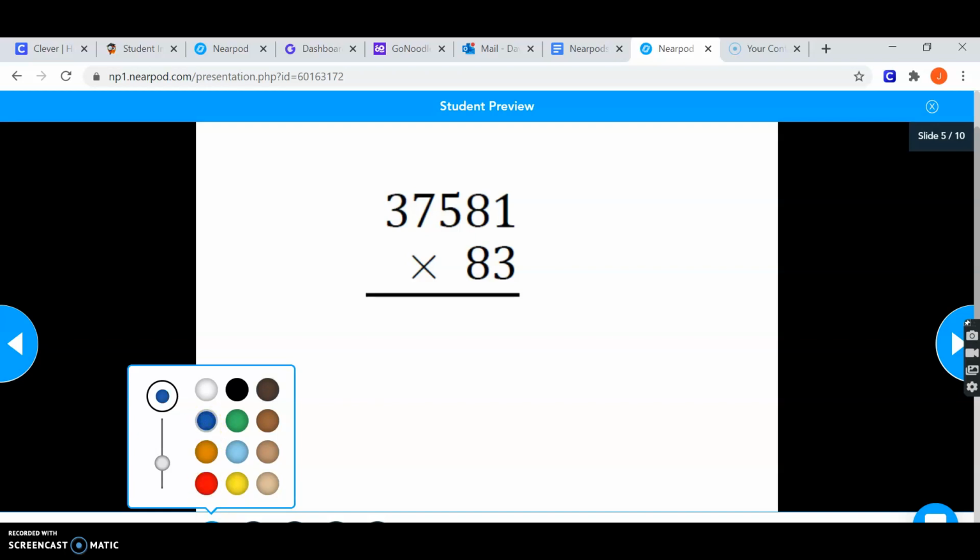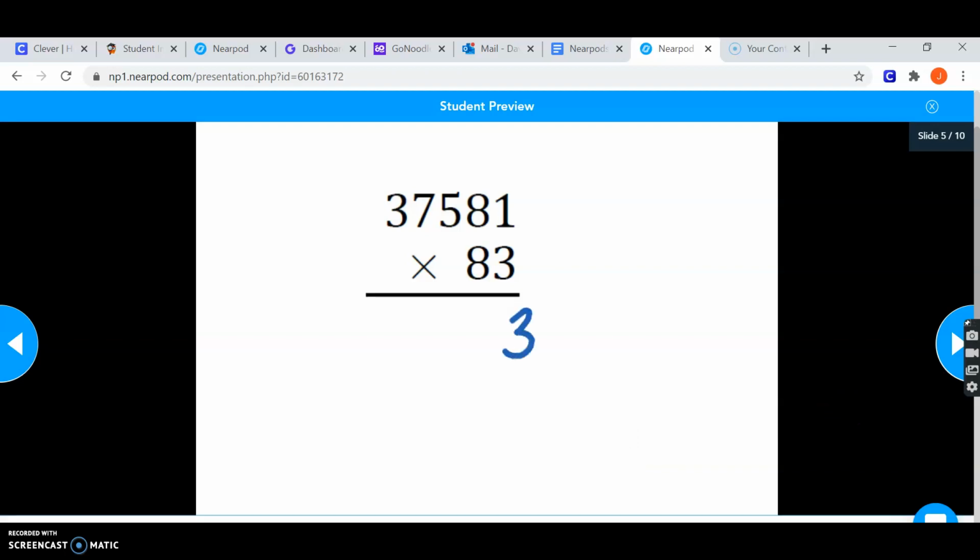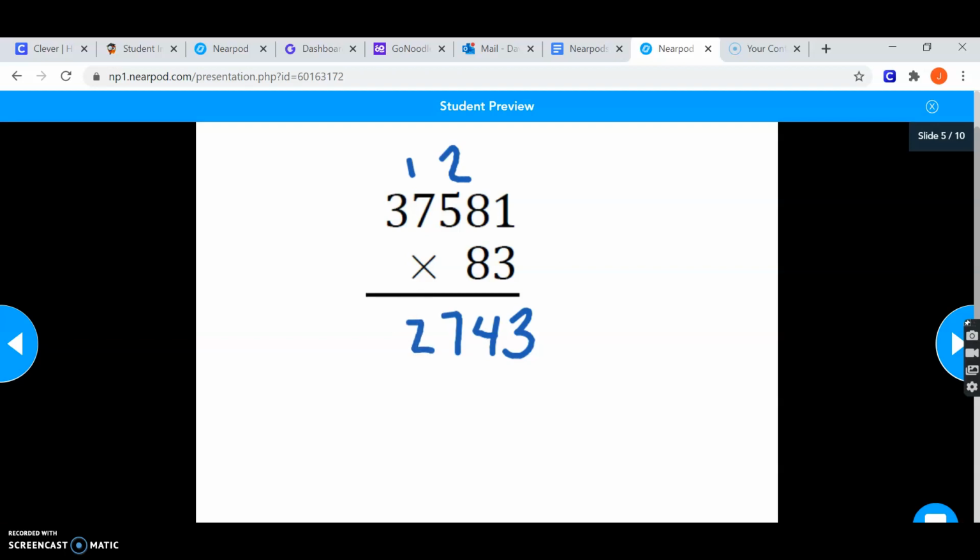Let's go ahead and check our work with this problem. So 3 times 1 is 3. 3 times 8 is 24. Regroup that 2. 3 times 5 is 15 plus 2 gives me 17. Regroup that 1. 3 times 7 is 21 plus 1 is 22. Finally, 3 times 3 is 9 plus 2 is 11.